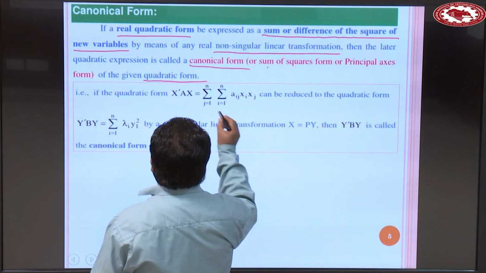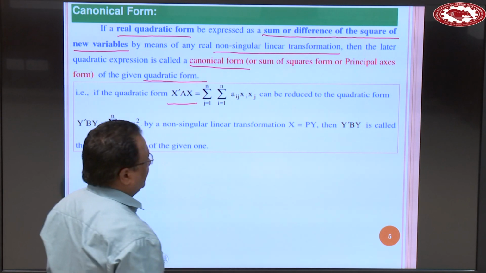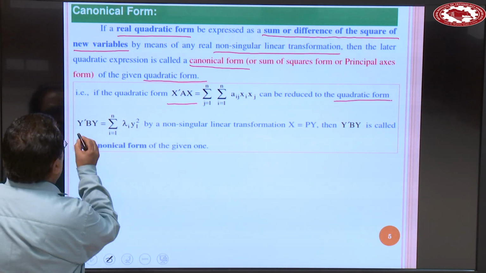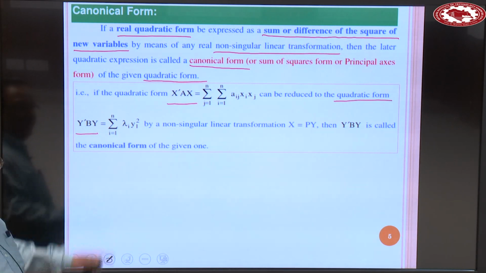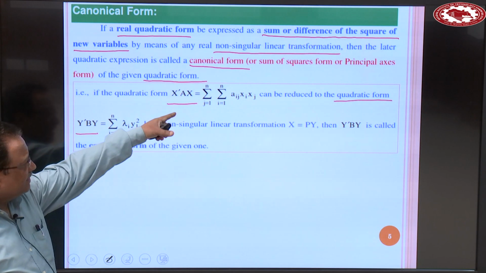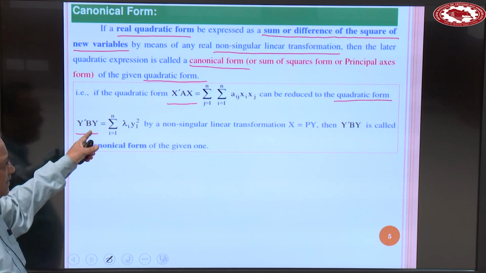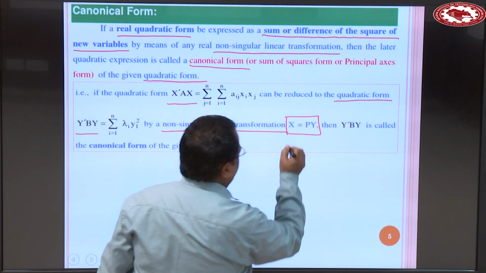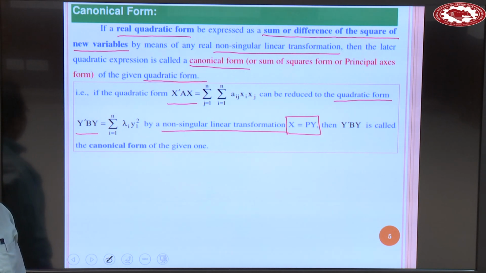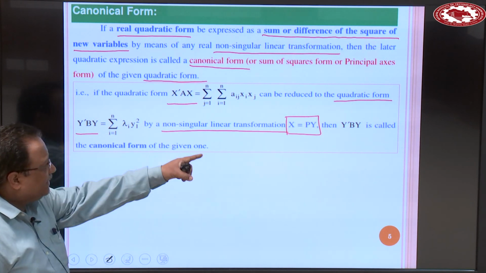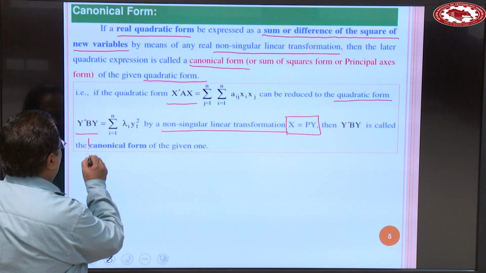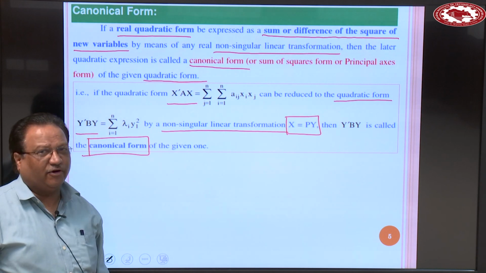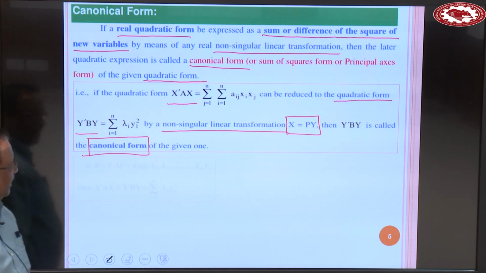That is, if a quadratic form x dash ax can be reduced to the quadratic form y dash by by a non-singular transformation x is equal to py, then y dash by is called canonical form. So we have discussed this in the previous slide also.